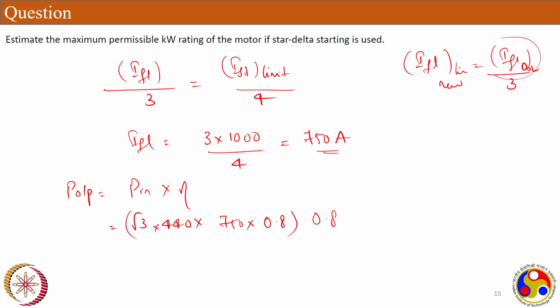Multiplied by 440, 750, 0.8, 0.8. So 365.879 kilowatt. This would be your maximum permissible kilowatt rating if you are going for an auto transformer starting.